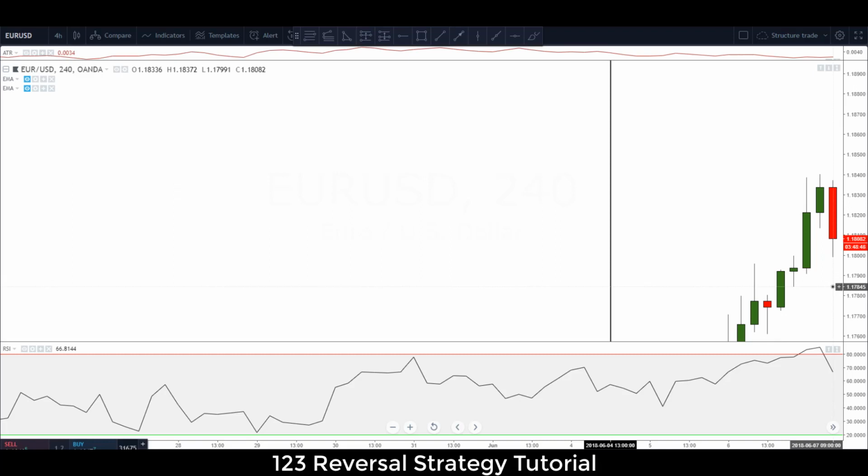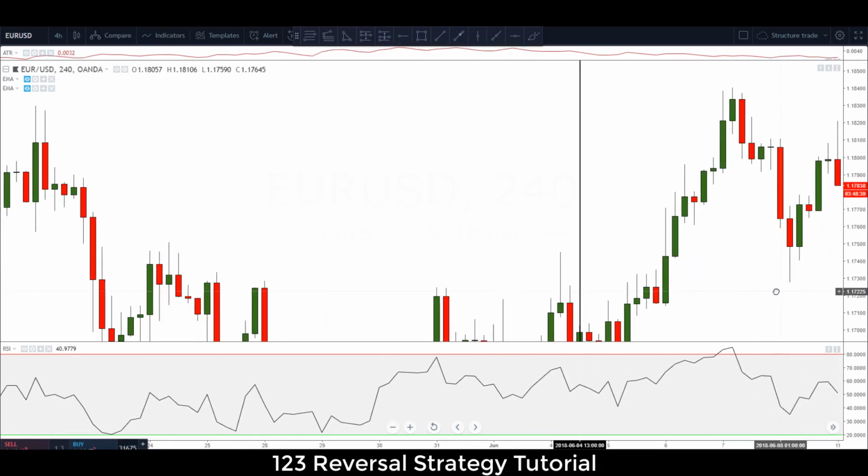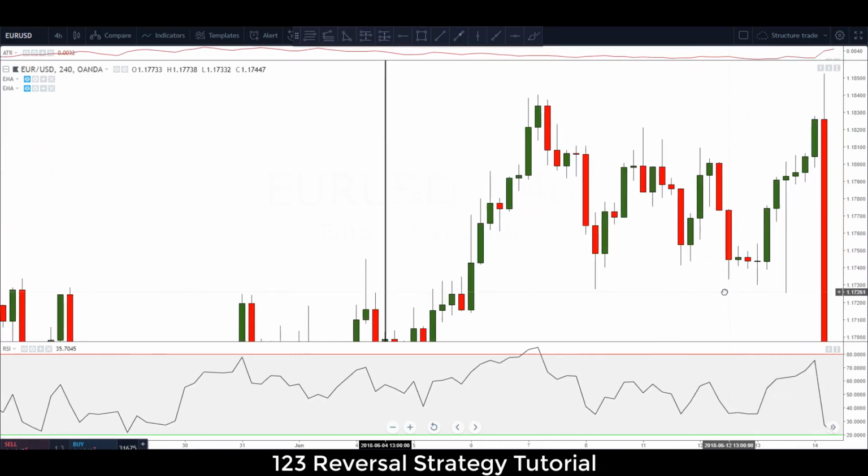That's what this is called, the 1, 2, 3 reversal, or at least that's what I'm going to be referring to it as throughout the rest of this course. Let's continue to look now for another entry. Let's try to find a bullish entry now. If we see a bearish one, we'll go ahead and point that out as well.